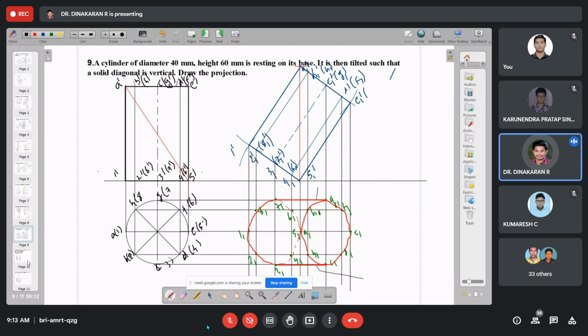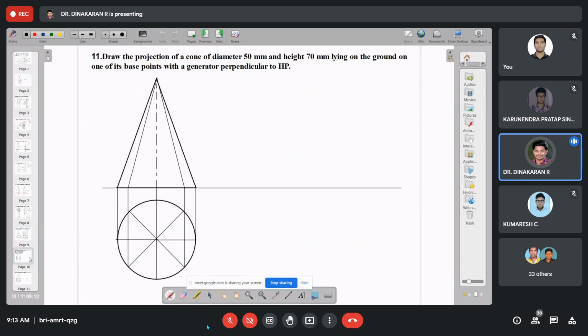In continuation of that, next one is a cone. Draw the projection of a cone of diameter 50 mm and height of 70 mm lying on the ground on one of its base points with the generator perpendicular to HP. What is given in this question? Anyone tell me, what are given? What geometry is given?